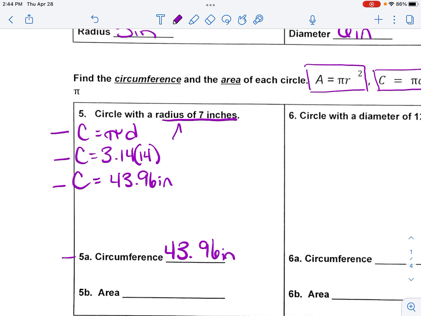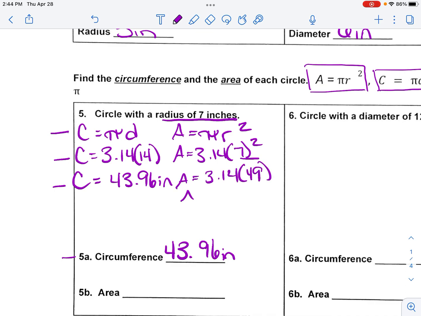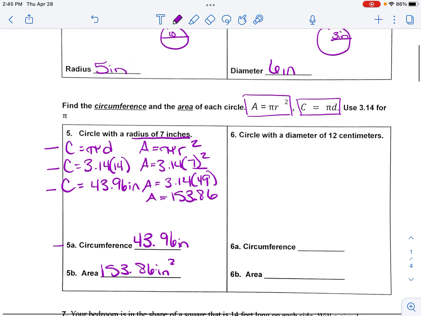Okay, area is pi r squared. Using 3.14 for pi, radius is 7. We know we do exponents first, so we're doing 3.14 times 49. We get 153.86. Remember, area is always squared inches. That's everything I should see. Both problems in the box.